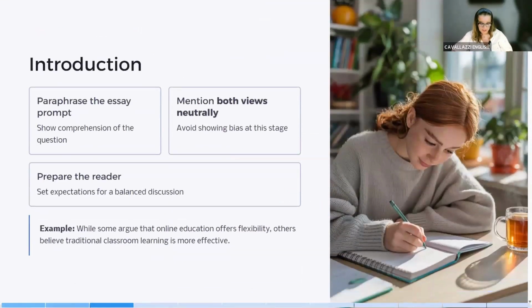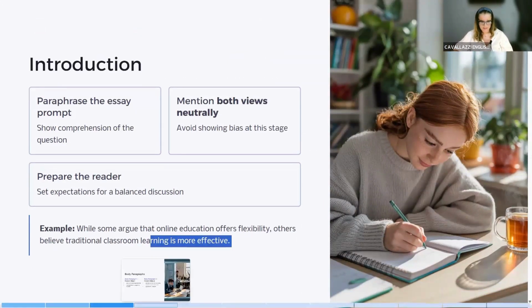Let's keep going. In the introduction, you must show that you understood the question, also mention both sides, and prepare the reader for a balanced discussion. Avoid showing preference here, especially. Avoid that.